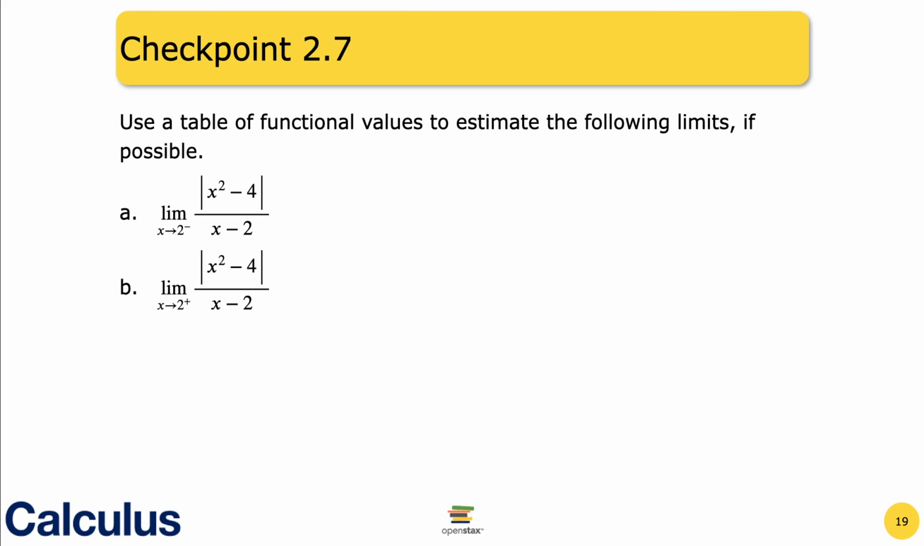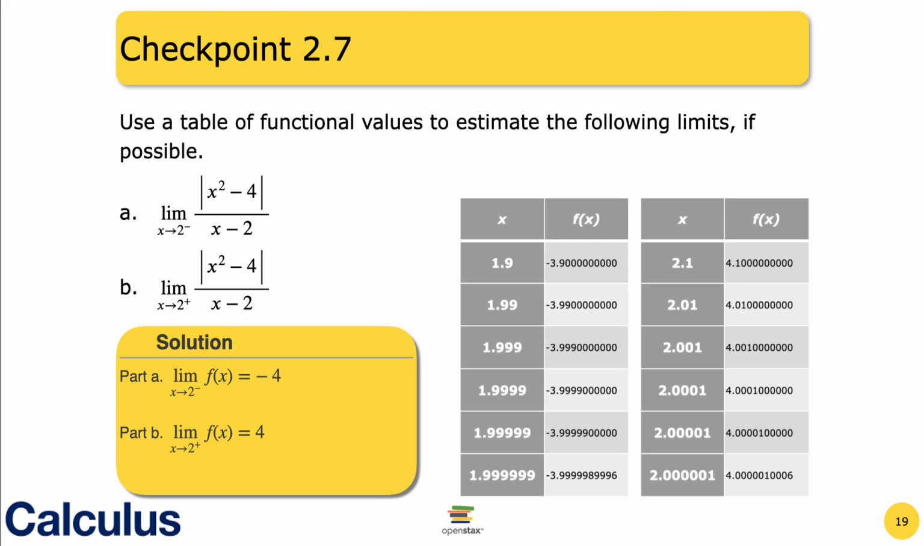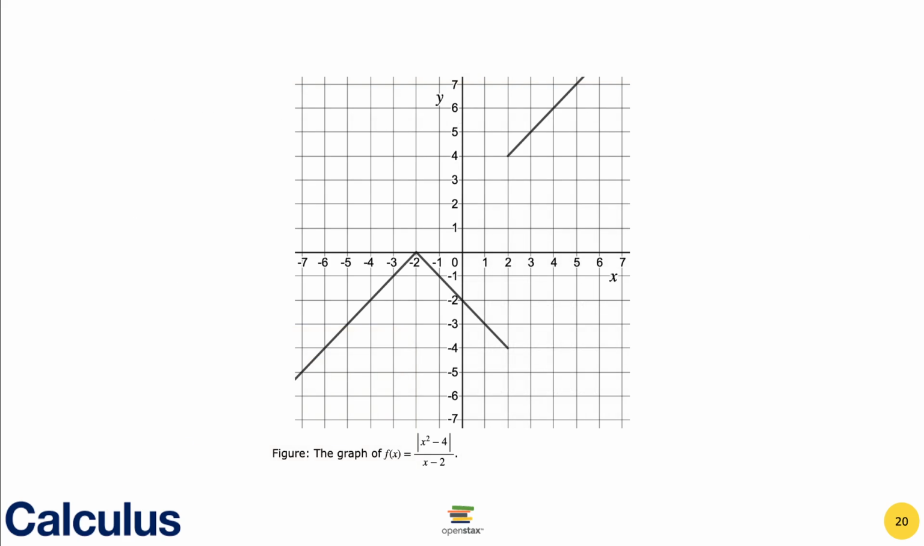Alright, now that you've paused the video and had time, let's look at the solution. The limit as x approaches 2 from the left of f of x equals negative 4, and the limit as x approaches 2 from the right of f of x equals 4. This is mirrored in that table that we had previously, because we've already looked at this function once. So the left and right limits exist, even though we found in that previous example that the limit itself did not. Here is the graph of that function again.